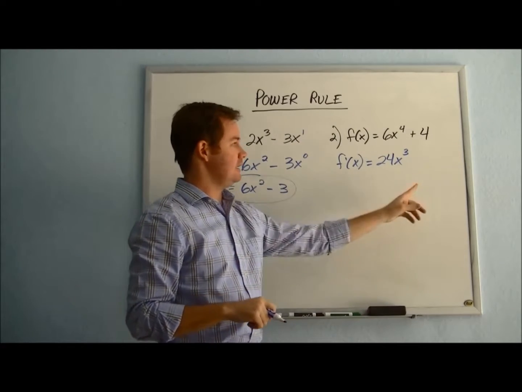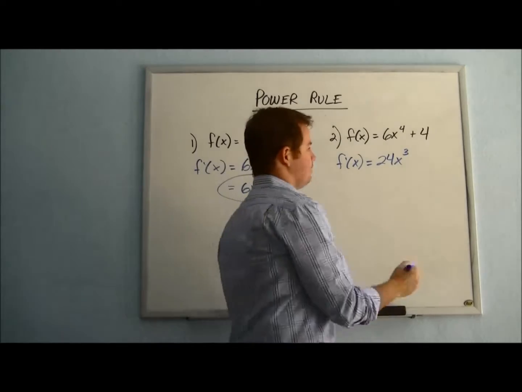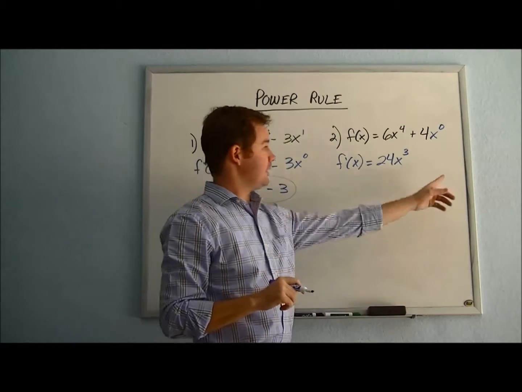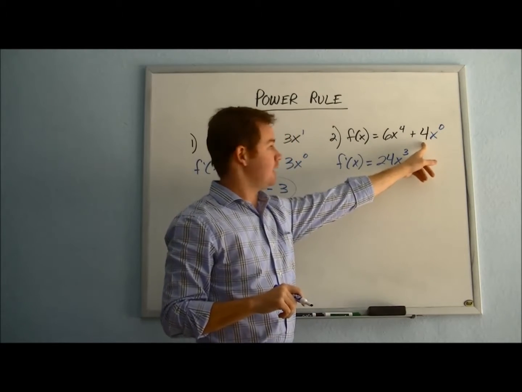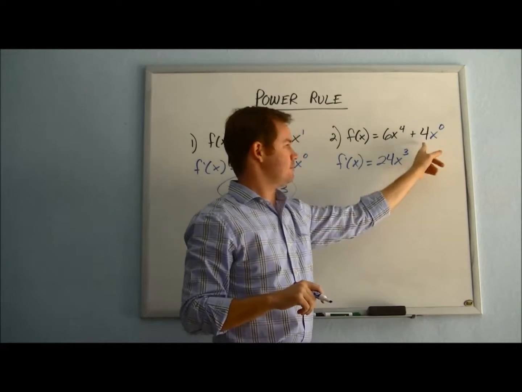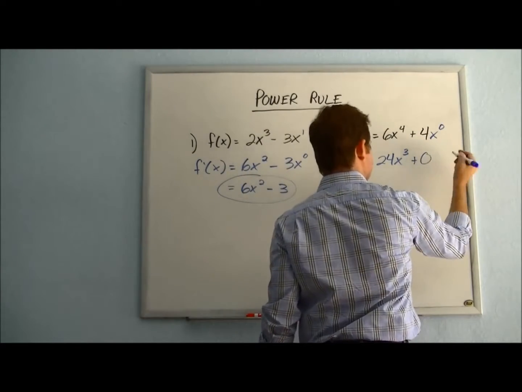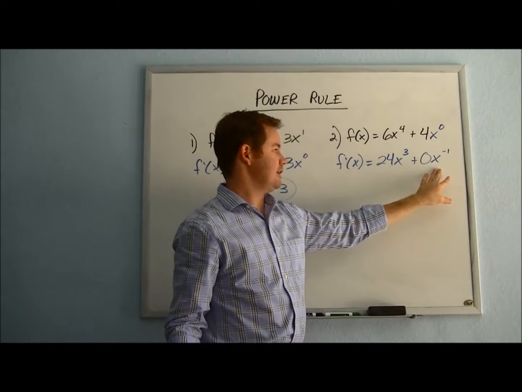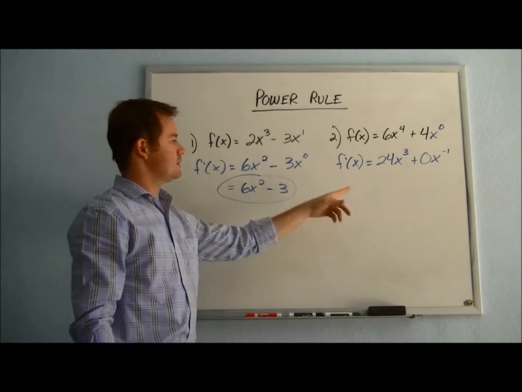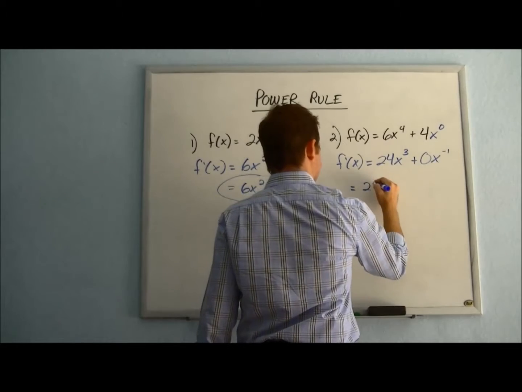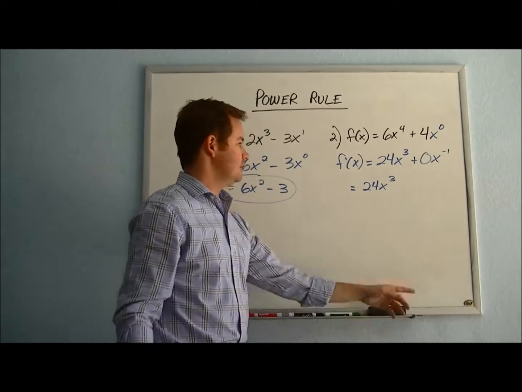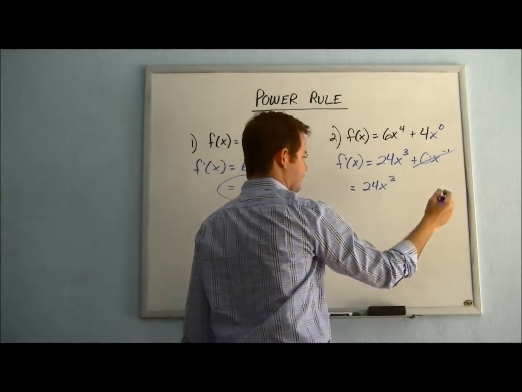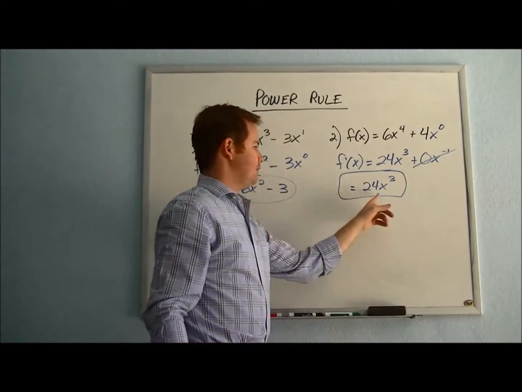But keep in mind that anytime you have a constant by itself, it's the same as if this said 4x to the 0 power. And so when we multiply our coefficient times our exponent, 0 times 4 gives us 0. So this would be like 0x to the negative 1, if we wanted to apply power rule in the same way. And similar to what we did on number 1, we can simplify that a little bit further. 24x to the third plus 0 times anything is 0. So this entire term will cancel out, and we're just left with 24x to the third.